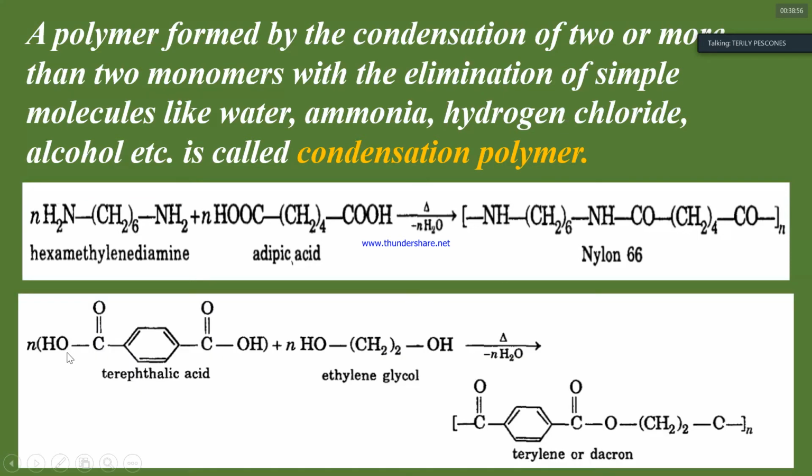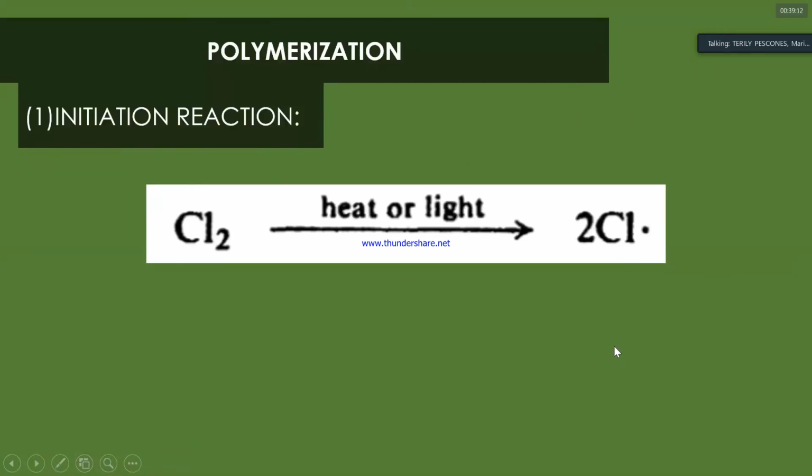Okay. So again, OH and OH. So again, one of the byproducts is what? One of the byproducts is water. Then for this one, we have Dacron. So those are the polymers. Okay, polymerization. Okay, so this is what we had earlier.